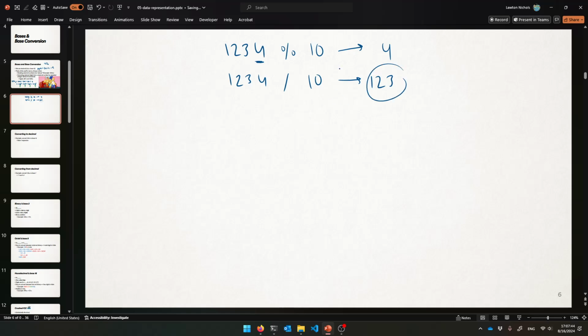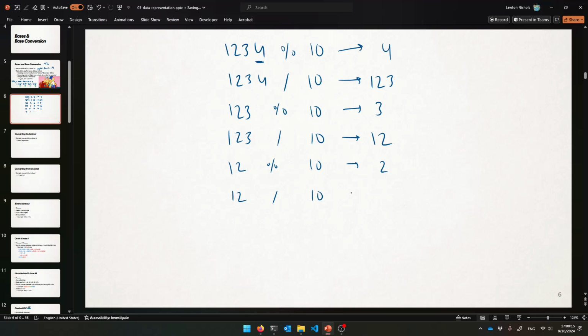Now if we want the 3, we just take 123 mod 10, and that'll give us the 3, because 10 goes into 123 12 times with 3 left over. Then if you want to chop off the 3 and turn it into 12, you can again integer divide by 10, and that will give you 12. Now you just do the same process on that and extract both of its digits. So 12 mod 10 gives you 2, extract that one, and turn the 12 into 1 by integer dividing by 10.